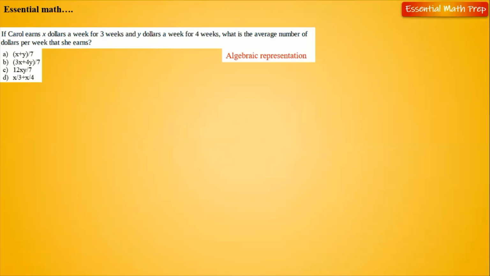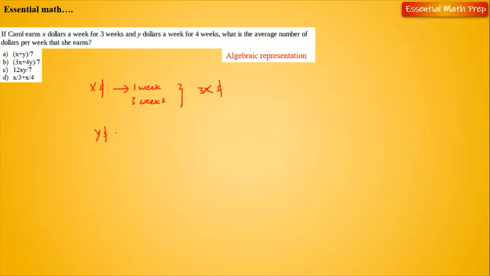All right, moving on. If Carol earns X dollars a week for 3 weeks and Y dollars a week for 4 weeks, what's the average number of dollars per week that she earns? It's one of the average concept problems. So Carol makes X dollars per week, right? So how much would she make in 3 weeks? She would make 3x dollars, right?